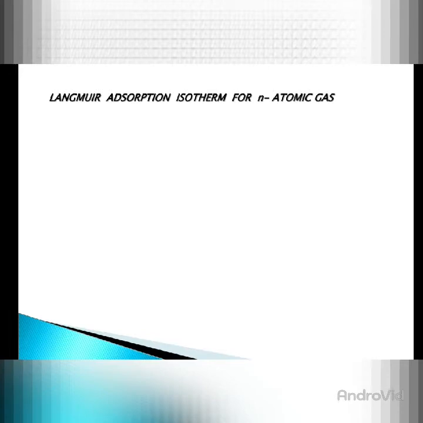Now, the Langmuir isotherm for diatomic or polyatomic gas, that is n atomic gas, is different from the isotherm equation of the monoatomic gas. Just see the derivation of the Langmuir isotherm equation for n atomic gas, which is more generalized. If you put n equal to 1, this is for monoatomic gas, and n equal to 2 is for diatomic gas, and so on.